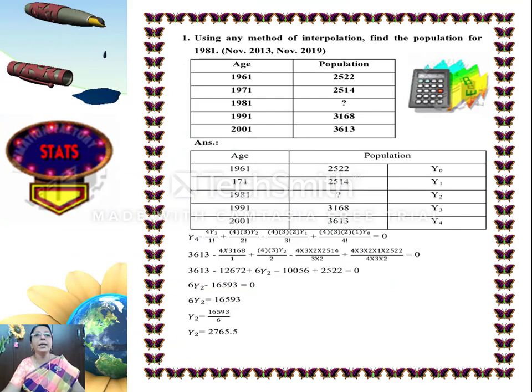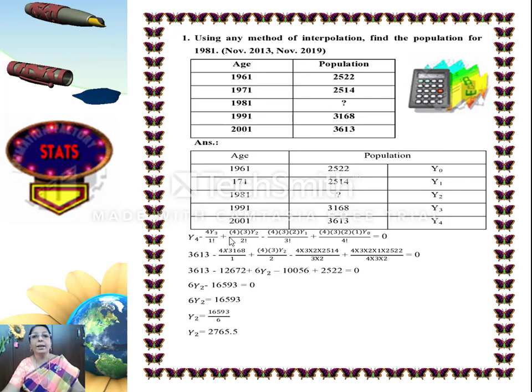Now going on to some problems under interpolation and extrapolation. Here your given data is in equal intervals: 1961, 1971, 1981, 1991, 2001. They are advancing in equal intervals, and what we have to find is also in an equal interval, so we are using the binomial expansion method.